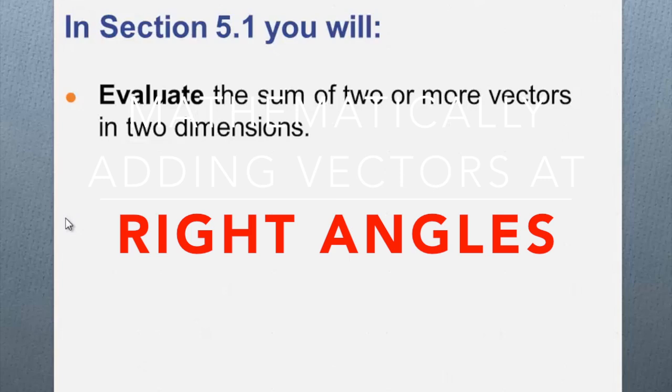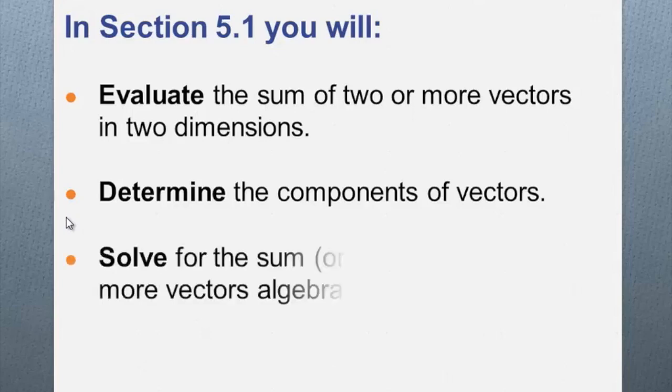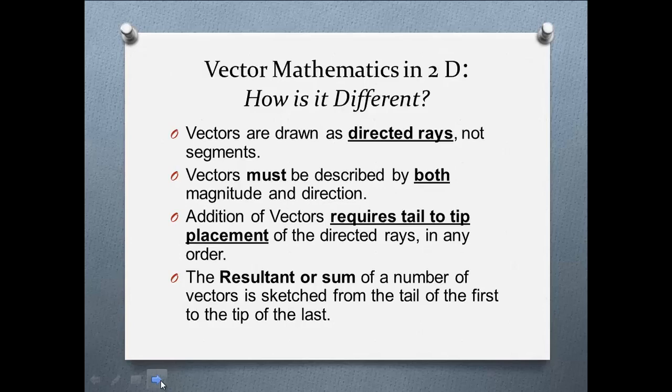Good evening. What we're going to focus on today is what happens with vectors that are at right angles. Eventually we're going to use these vectors at right angles as the components in our vector resolution. So we have to make sure that we lay the vectors tail to tip, from the tail of the first to the tip of the last. That's something that we really didn't have to do in one-dimensional vectors. It's essential in 2 dimensions.